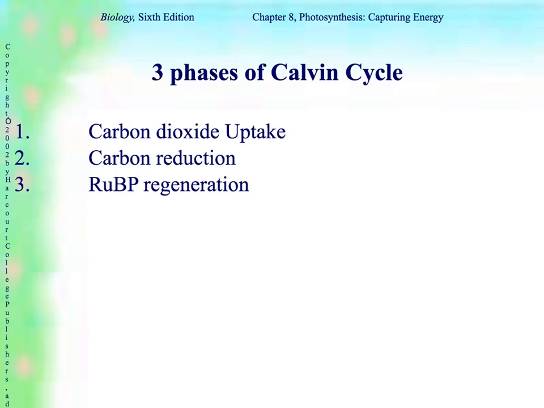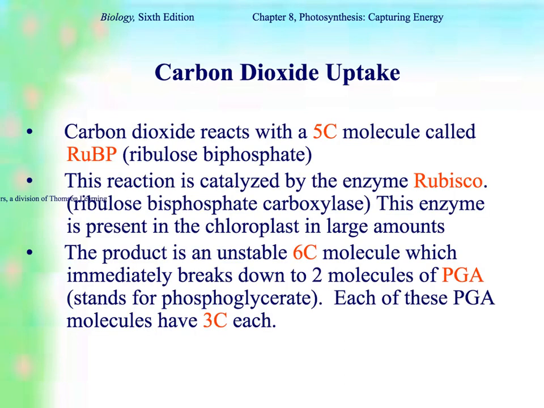There are 3 phases of the Calvin cycle: carbon dioxide uptake, carbon reduction, and RuBP regeneration. First stage is called carbon dioxide uptake. Carbon dioxide is going to react with a 5-carbon molecule called RuBP, which stands for ribulose bisphosphate. This reaction is catalyzed by the enzyme Rubisco. Rubisco actually has a long name, ribulose bisphosphate carboxylase, so instead of saying that long, ridiculous name, we say Rubisco. This enzyme is in huge amounts in the chloroplast, so it's always there.